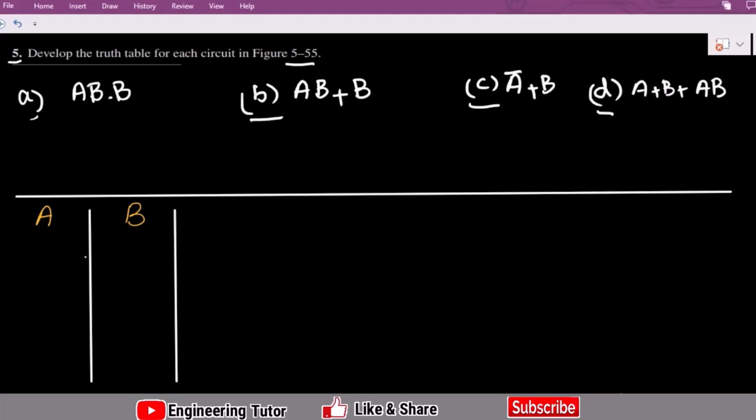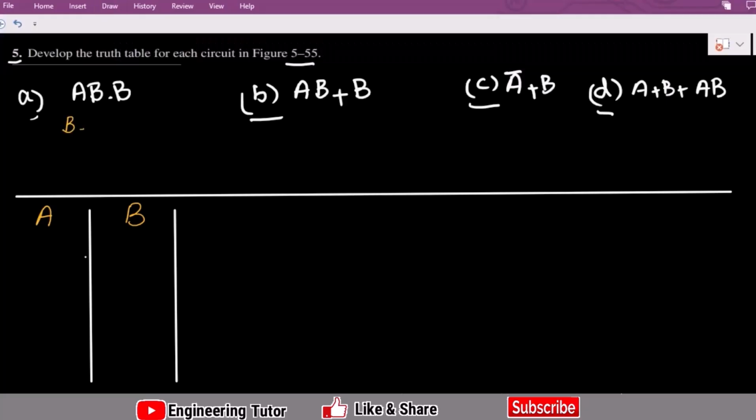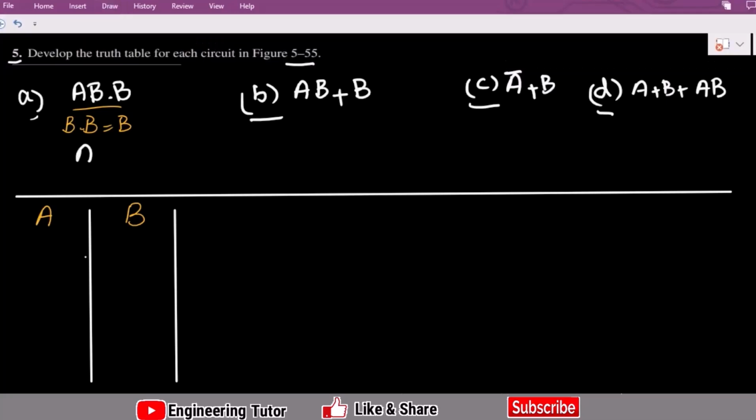The simplified version of it, as we can very easily see according to Boolean laws, is here B dot B, which is always B. So let me write this expression like this: it can be AB, because B dot B follows this rule. This is the part A simplified version.